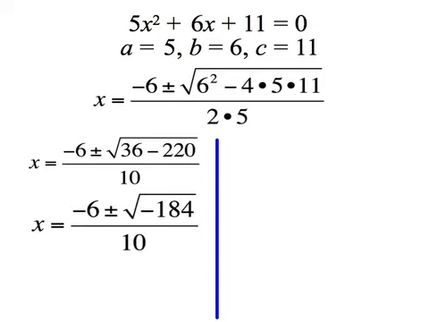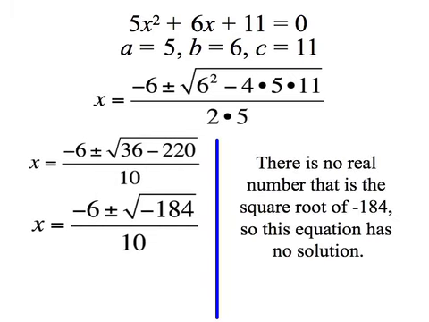But then we do 36 minus 220, and we get negative 184. And when we go to take the square root of negative 184, we know that we can't do that. At least not if we need it to be a real number. And for this course, we're working with real numbers. So we say there is no solution to this equation because there is no real number that is the square root of negative 184. And for short, we can use the empty set symbol to show that there's no solution to this equation.